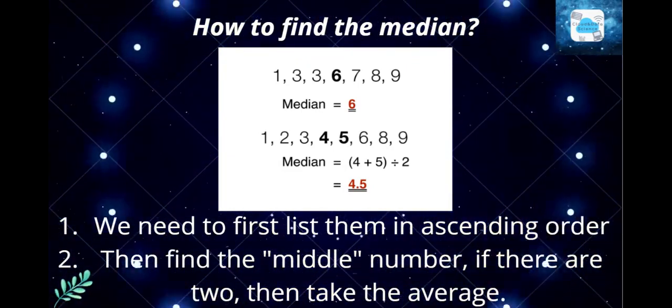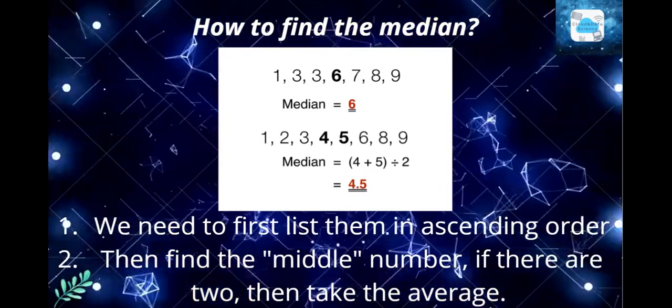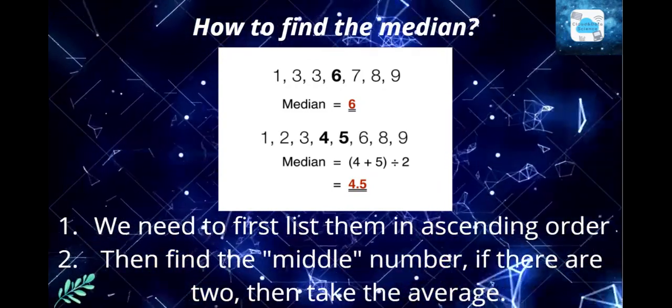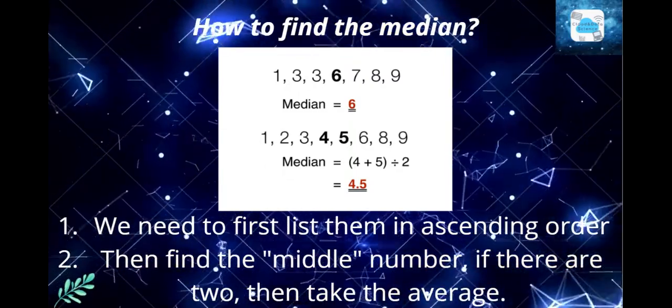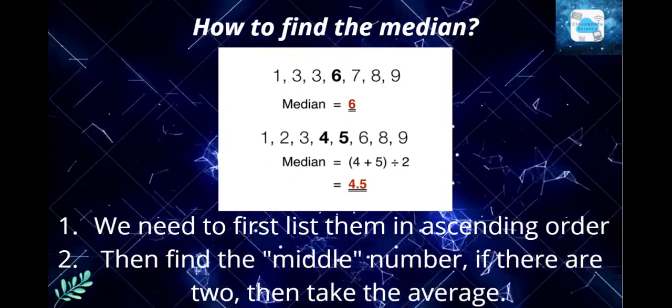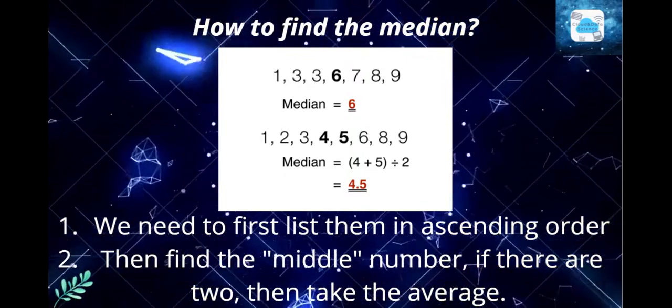For example, in the first list, the median is 6. That's because that's the middle number, and there are 3 numbers on each side of it. In the second list, the median is 4.5, but there are 2 middle numbers. So since there are 2 middle numbers, we take the average, which gives us 4.5.